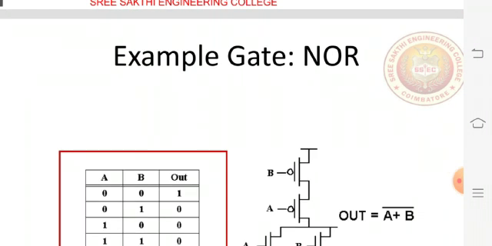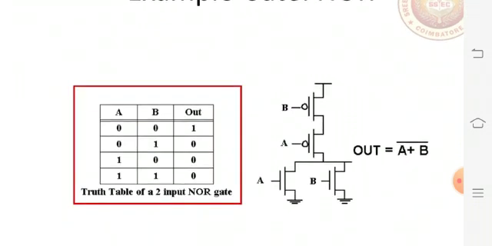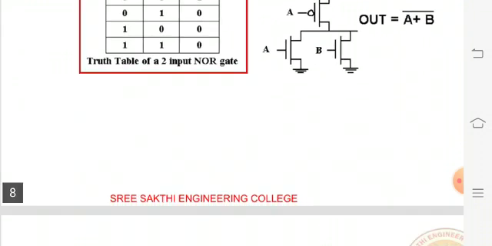Next one, example for NOR gate. How can we realize a NOR gate? For PMOS it is connected in series, for NMOS it is connected in parallel, just opposite to the NAND gate. Here the output is 1 if A and B are 0 0. So if A and B are 0 1, you get the output as 0. If 1 0, the output is 0. So 1 1 gives output 0.